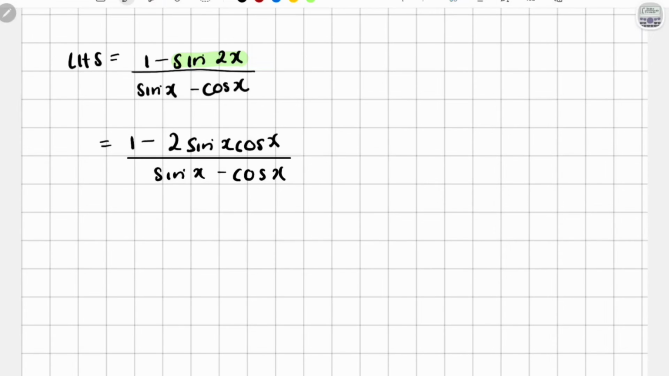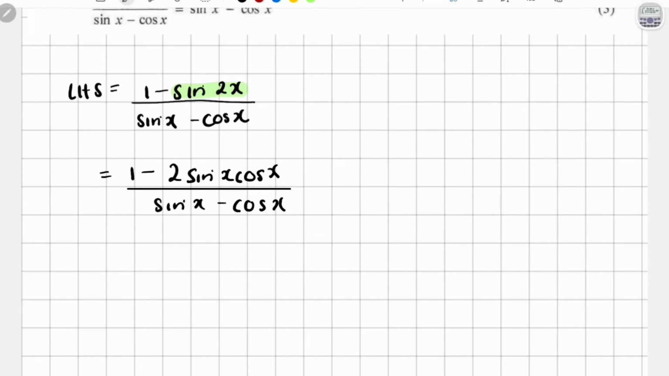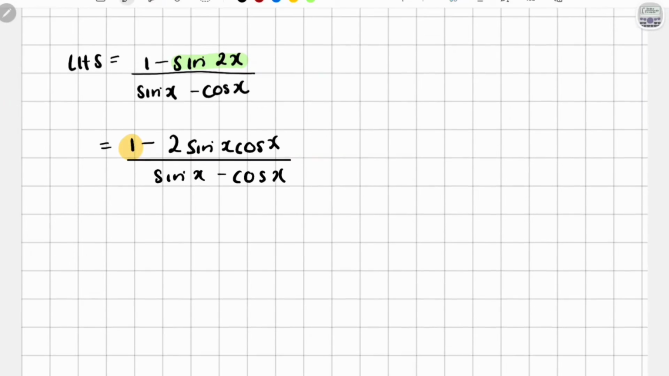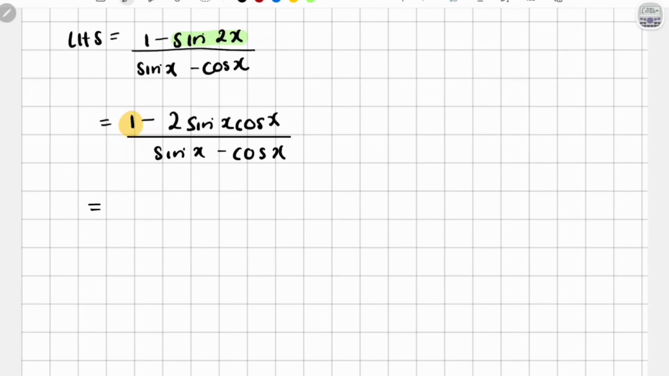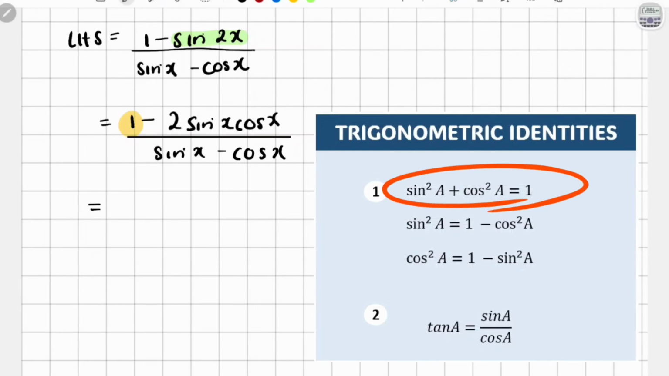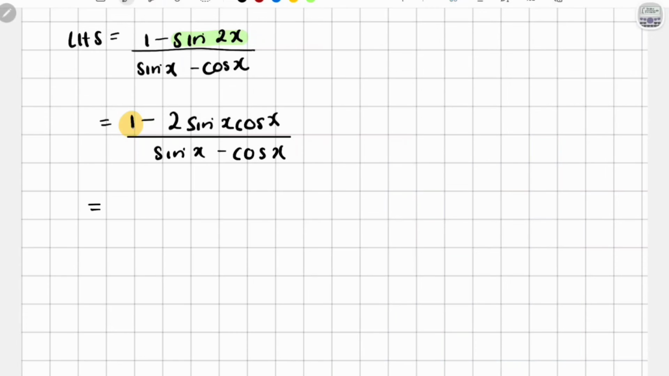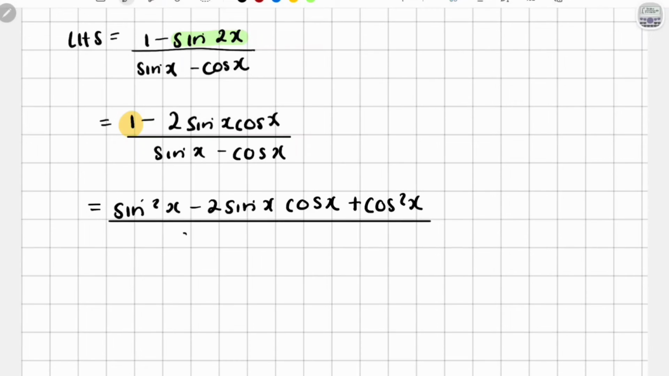So how is that going to actually work out? Well, we could change the 1. The 1, we could change it into its trig identity. Remember that sine squared of x plus cos squared of x is equal to 1. So I'm going to change that. So that's sine squared x and then plus cos squared of x, but I'll keep that one at the end. So I'll rewrite this -2 sine x cos x and then write the plus cos squared x over, and then I have this sine x minus cos x.